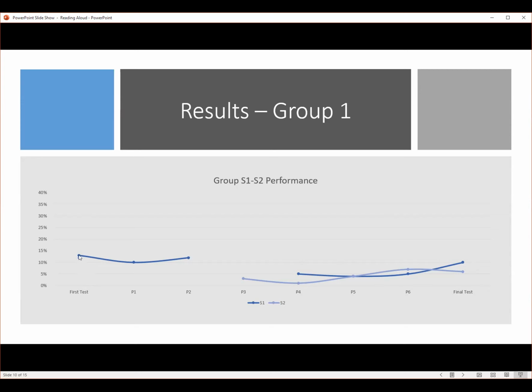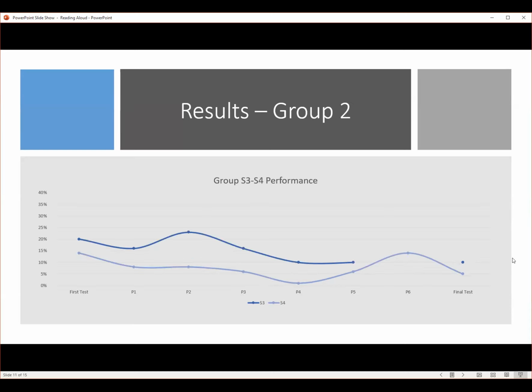So the first test, student 1 got about 13% mistakes. So basically 13 out of 100 words were mispronounced. And by the end, they'd got it down to about 10%. So a marginal improvement. And the same was more or less true for student 2. So for this group, not a very great change. Group 2, however, showed a much better performance.